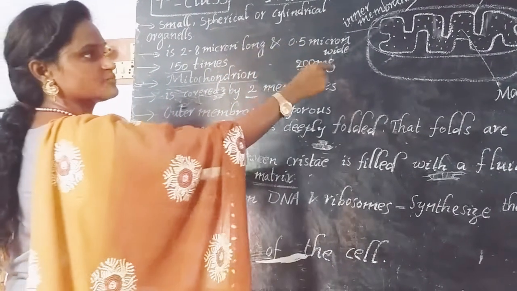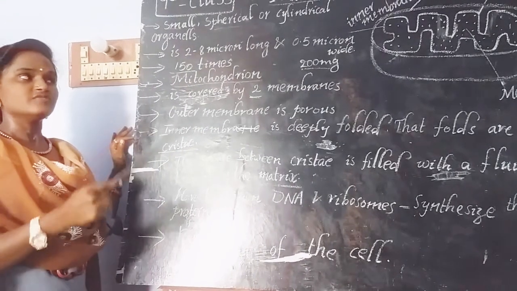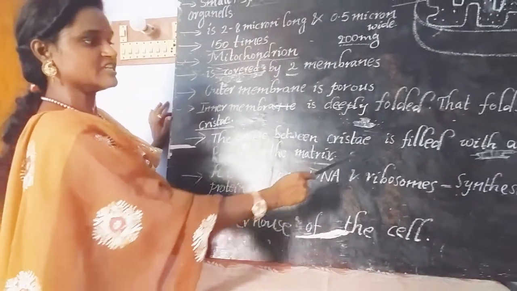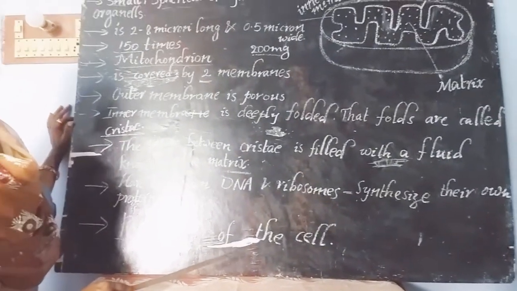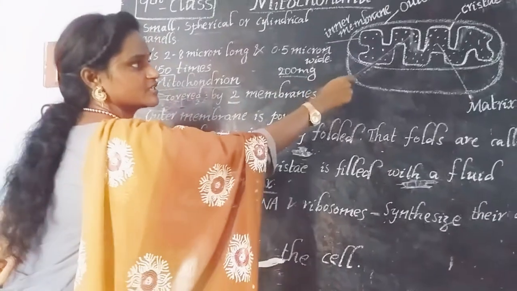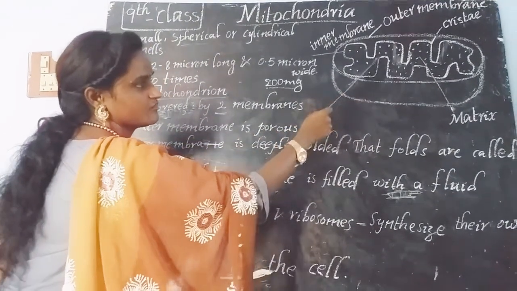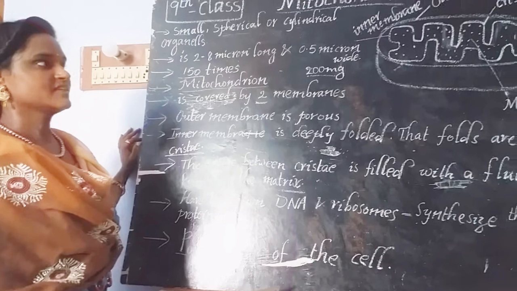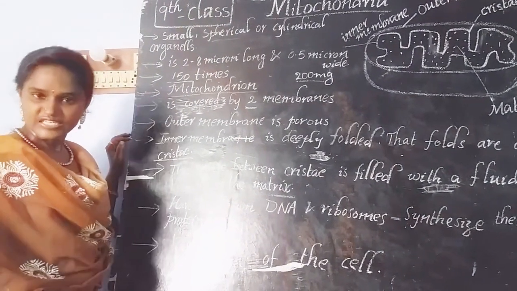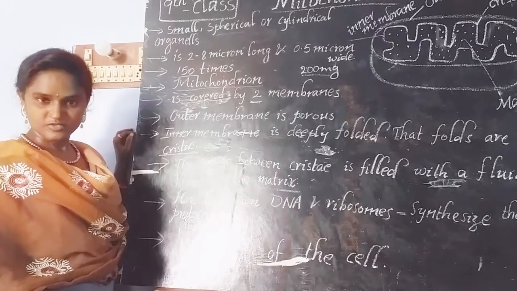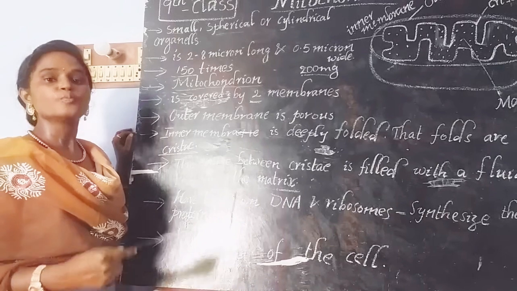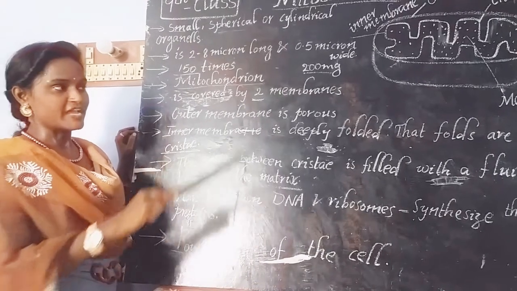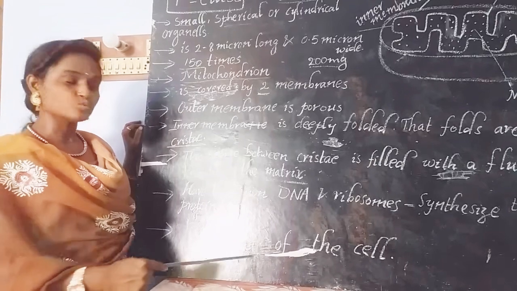The space between each crista is filled with a fluid called matrix. If you observe here, between the finger-like projections, you may find a liquid, a fluid. That fluid is called matrix. And the mitochondria itself contains its own DNA and ribosomes. That's why it is capable of synthesizing its own proteins.